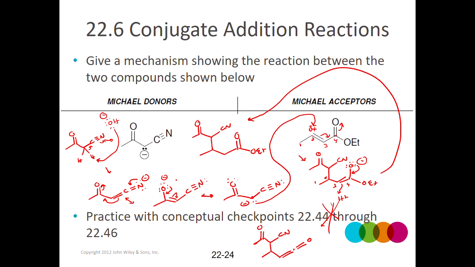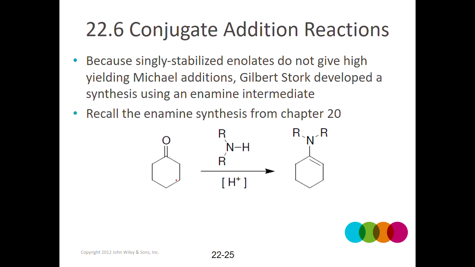So if I give you reactants, you should be able to recognize when they're likely to undergo a Michael addition, draw the mechanism if asked, and also predict the most likely product that forms.